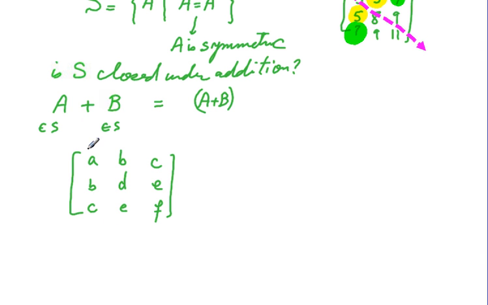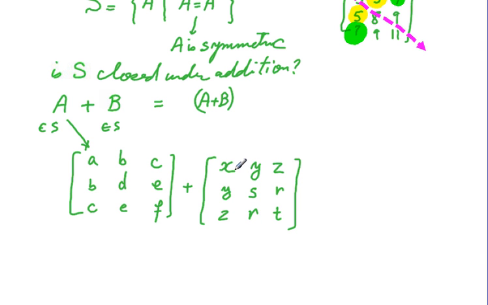So suppose this is your matrix A. Matrix B, let's write it with X, Y, Z's. X, Y, Z, who's going to be here? Y, Z, say S, R. This has to be what? R, T. So this is another symmetric matrix.